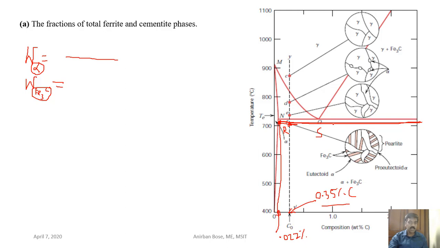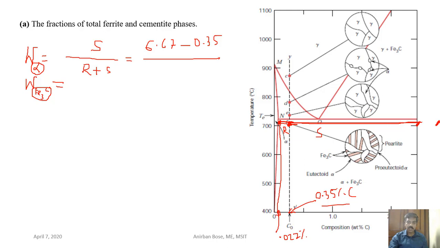So S will be in the numerator, right? So S by R plus S. So what will be S? S will be this composition minus this composition. What is this composition where it will cut the cementite line? 6.67, minus this composition. What is this composition? It is 0.35%, right? Divided by the total length R plus S.